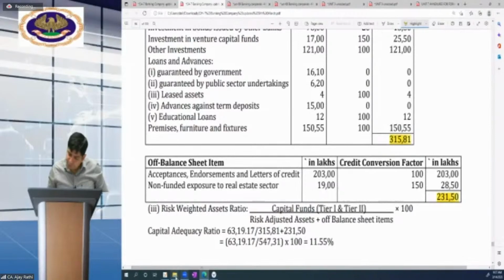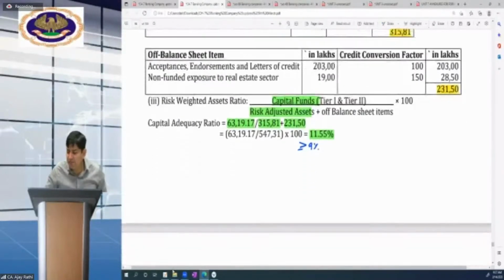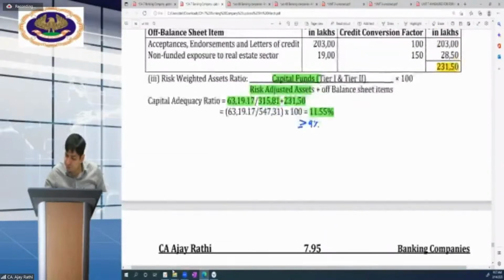Next. Now moving to the next part. After that, we consider this in this way. So there are capital funds, which you have already covered, divided by risk adjusted assets, which you have already covered here, plus off balance sheet items, and the percentage is calculated. 11.55% is there. This must be at least 9%. It means it is okay. It is maintaining the ratio in the proper form.